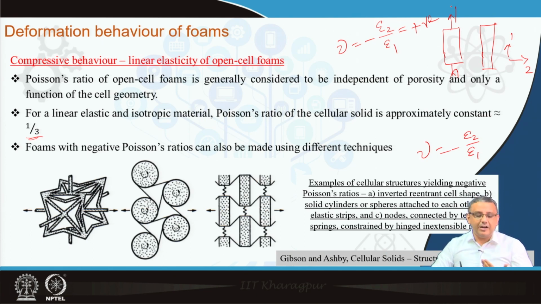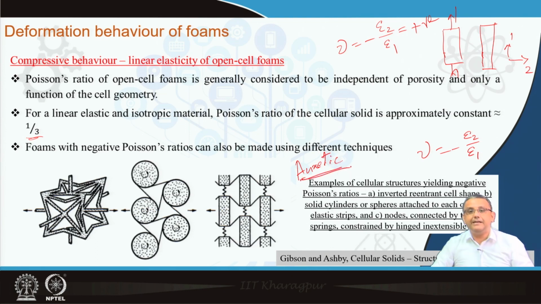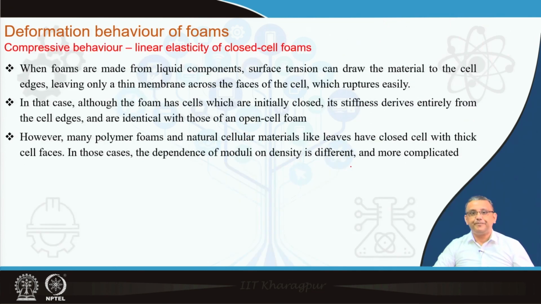But the designing of cellular solids, because it is a very unique structure, also allows designing materials with negative Poisson's ratio, as you can see in this case. That means, in these materials, if you pull them, the material will not become thinner, it will become thicker. That means it will have a negative Poisson's ratio, and these materials are typically known as auxetic materials. That means auxetic materials are the materials which have a negative Poisson's ratio.